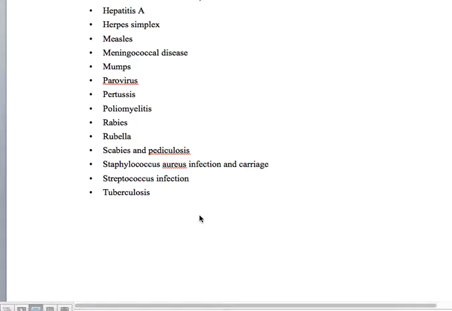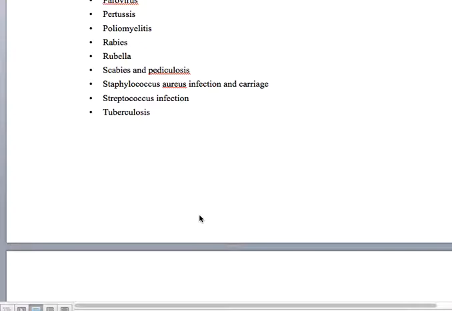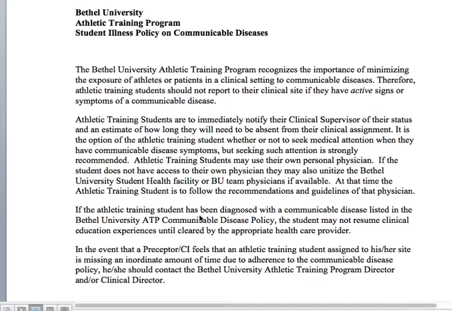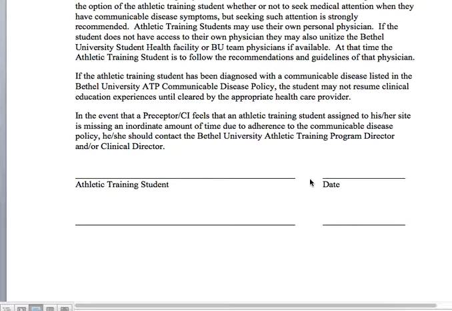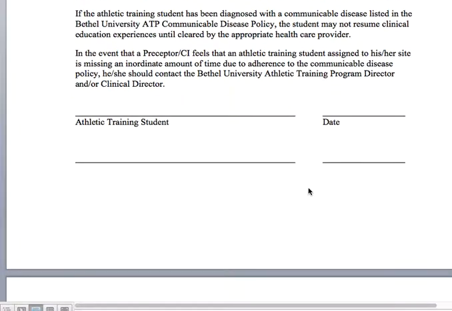You should call your preceptor and tell them that you're sick at least 24 hours ahead of time and tell them that you won't be coming. So this form is in your packet. I need you to sign it, date it, saying that you understand this. I know you've signed one of these already, but this is to do it again and remind you that you're responsible for not spreading diseases and you're going to adhere to this policy. When you get it signed and dated, you can slide it under my office door as soon as possible.